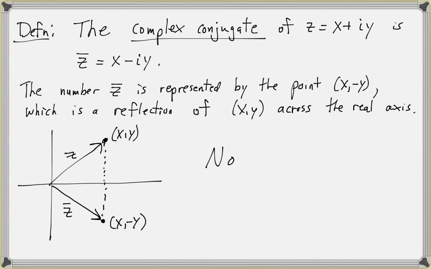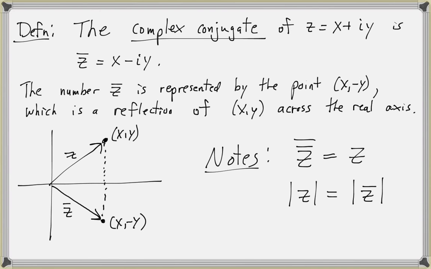A couple other notes. We see that the conjugate of z conjugate, I would get back to z. If we take the reflection again, you can see you get back to z. And further, the distance from z to the origin is the same as the distance from the conjugate of z to the origin. So we see that the absolute value or modulus of z equals the modulus of z bar.